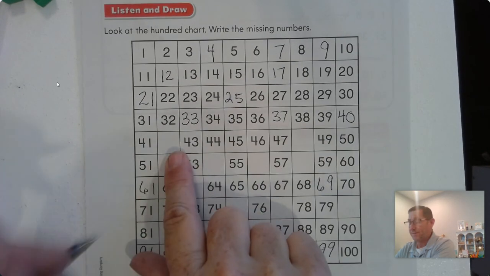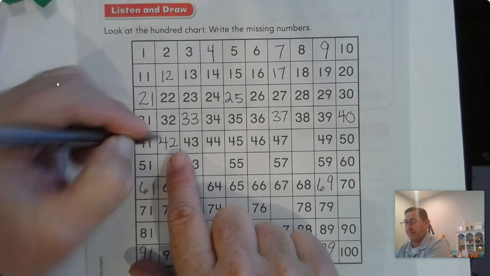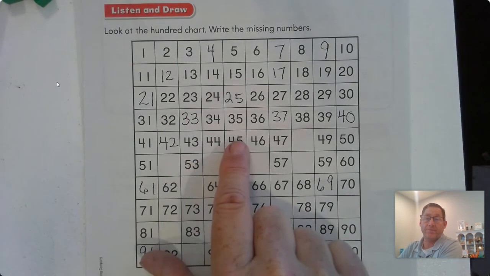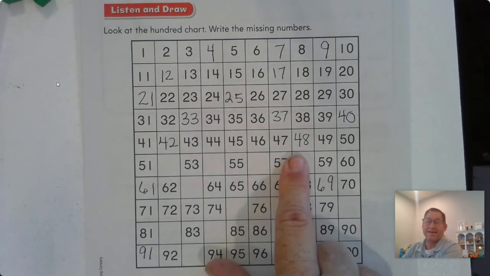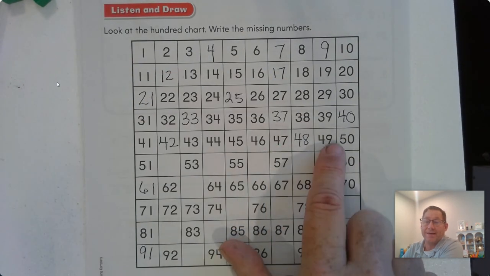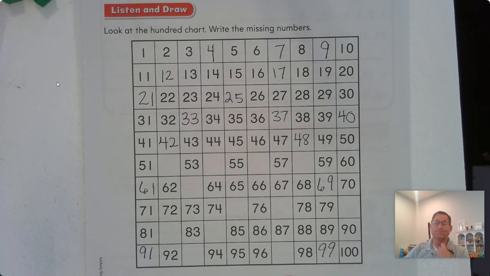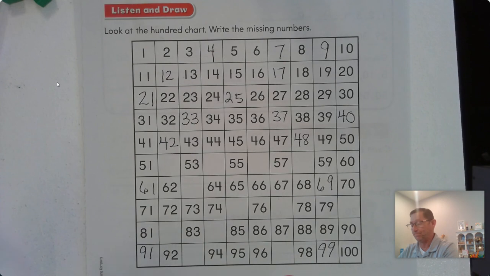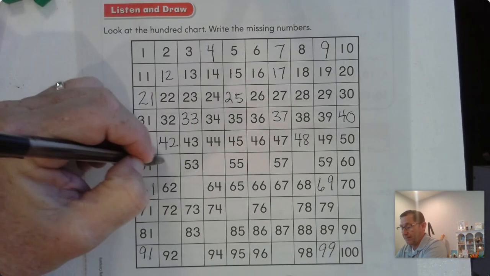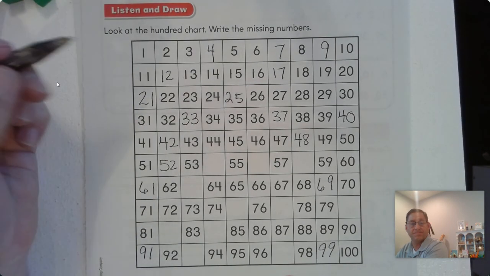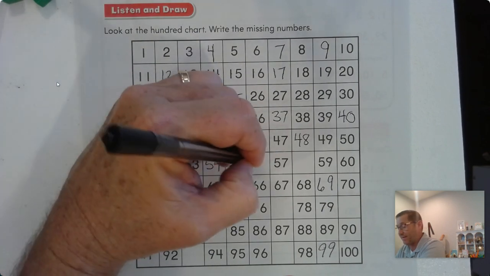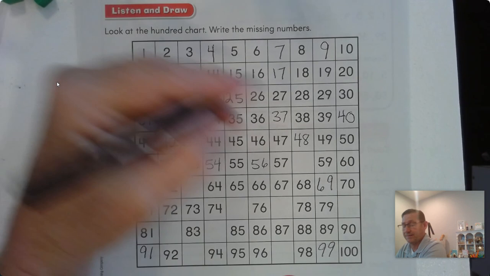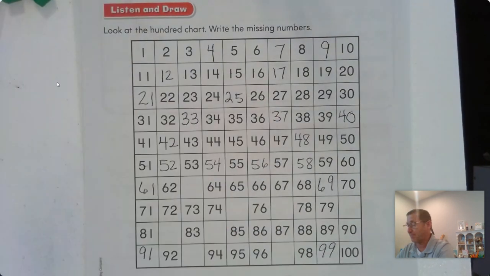40, 41, 42, 43, 44, 45, 46, 47. 48 is in between 47 and 49. Okay. 51, 52, 53, 54, 55, 56, 58.